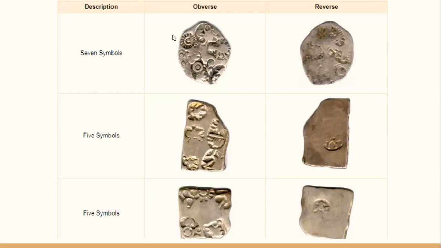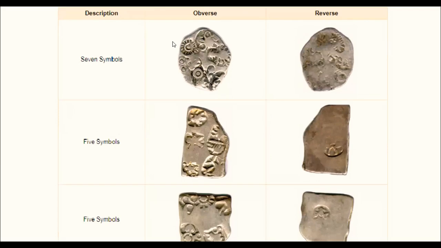So as I mentioned, these are the punch mark coins where the symbols are punched on the coin. There are two sides of the coin. One is the obverse, that is the front side, and the reverse, that is the back side. So this is the first coin depicting 7 symbols on the obverse side. Then 5 symbols. Again, one coin displays 5 symbols. So each symbol is punched on the piece of metal. So such coins are called punch mark coins.